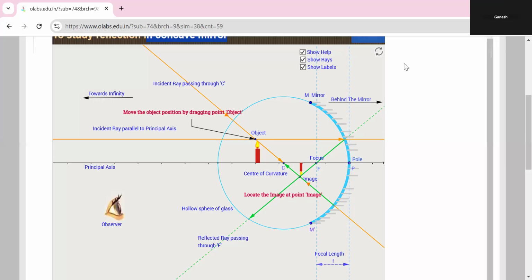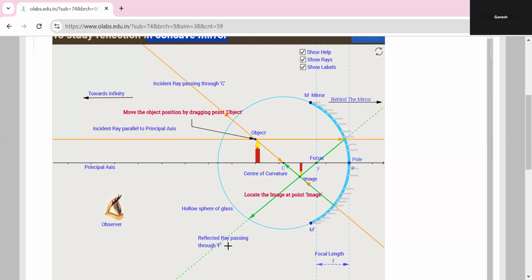Is there any doubt? Please ask me. What is the pole point? What is the focus? What is the principal axis? This is the incident ray on the principal axis. Behind the mirror means where the image is formed; this portion is called behind the mirror. This is the mirror. Focal length means the gap between the focus point and the pole point.